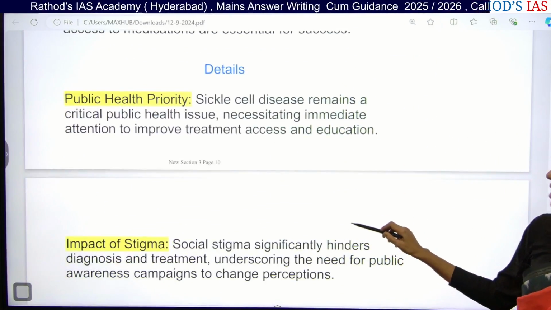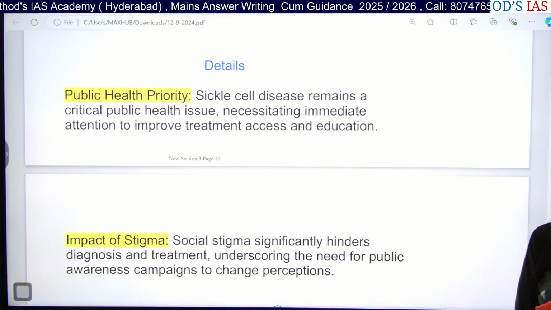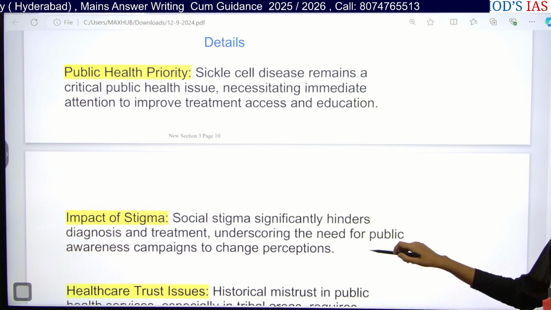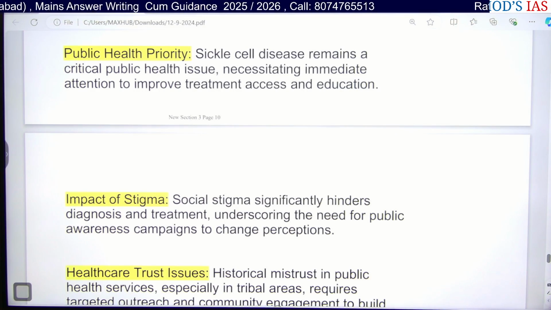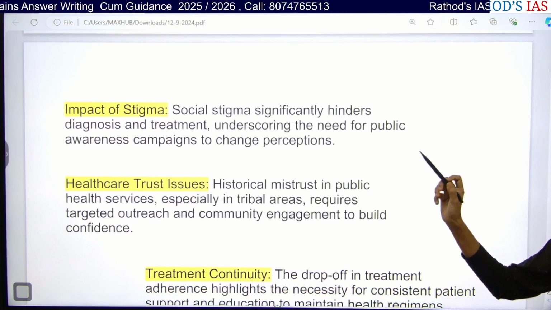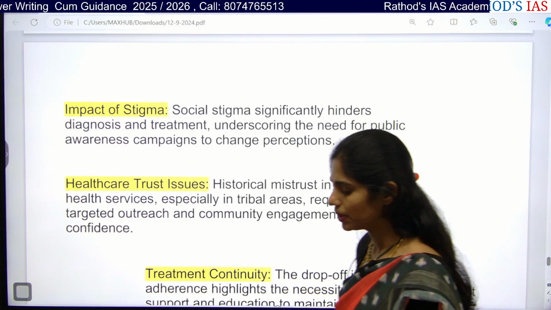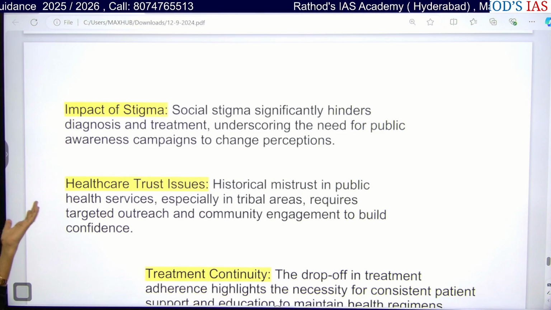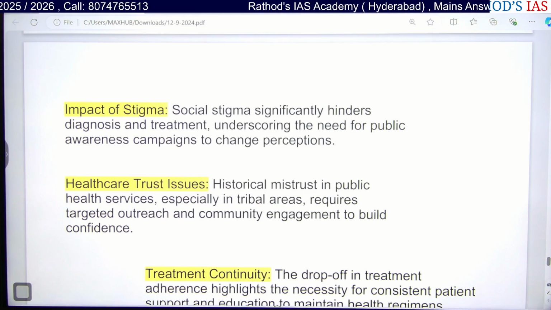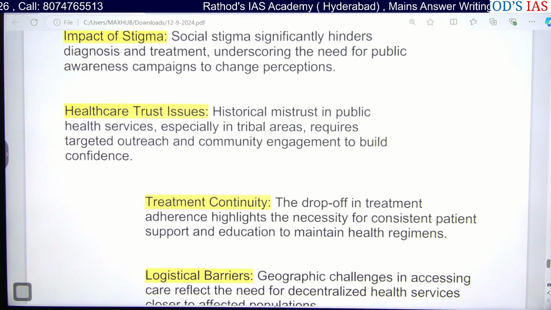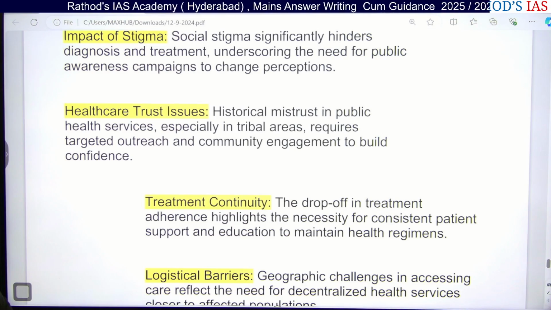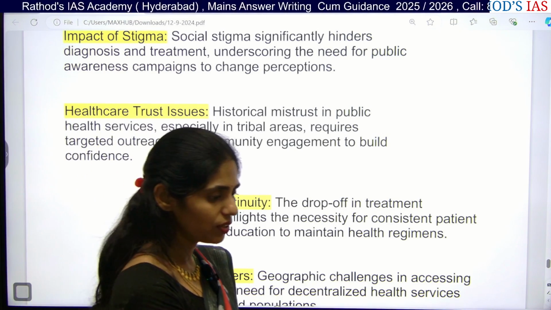Okay, so what are the key points you have to see? Health is one important area and we have to give priority to health. Sickle cell disease remains a critical public health issue, so we need immediate action to improve treatment access as well as education. We also have to try to decrease the social stigma so that people come forward for diagnosis and treatment. For that we have to increase awareness and change the perceptions of people. Next, we have to improve trust in the healthcare system. Especially we have to go for drives and campaigns in tribal areas, targeting areas where there are a high number of cases so that we can control it.